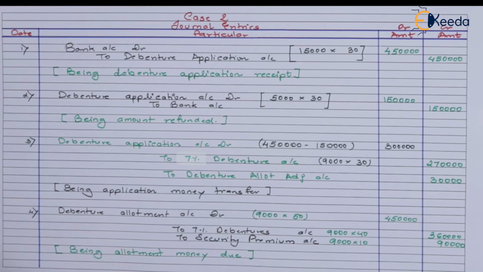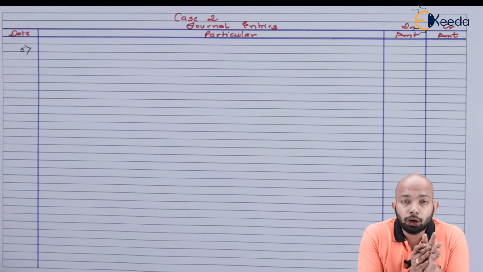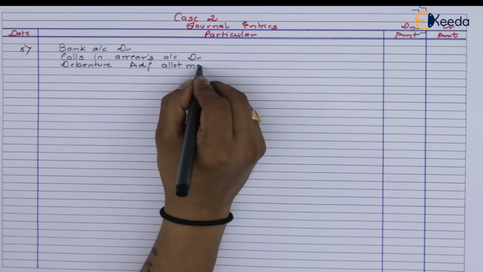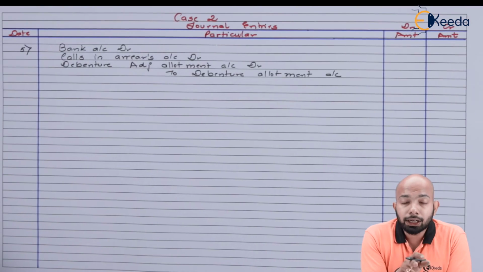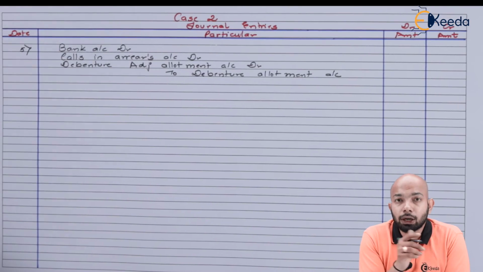Now, let's start with the next set of journal entries, which will refer to receipt of allotment money. Let's pass this entry here. As in the debenture allotment account, we had already mentioned that we are expecting somewhere around 4,50,000, which includes the premium as well. So let's mention that.